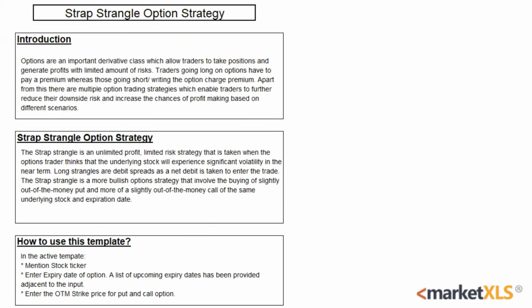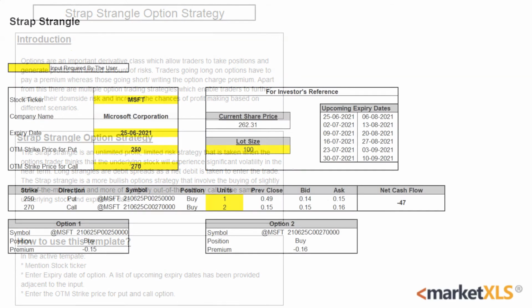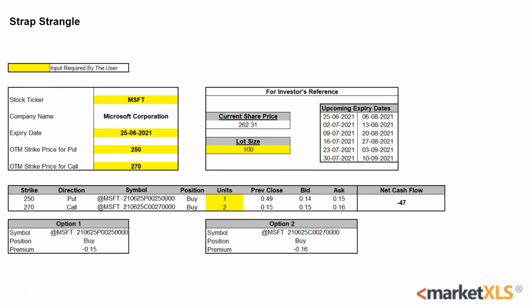Here's an introduction page for the users to read, and here's an active template, where the yellow cells such as the stock ticker, expiry date, and the out-of-the-money strike prices of the put and call have to be inputted by the user. Some upcoming expiry dates are available for reference on the side, and for the purpose of this video we'll be using Microsoft. Expiry date as 25th June, and the out-of-the-money strike prices of put and call are $250 and $270. We've bought one out-of-the-money $250 put as well as two out-of-the-money $270 call option contracts with Microsoft.